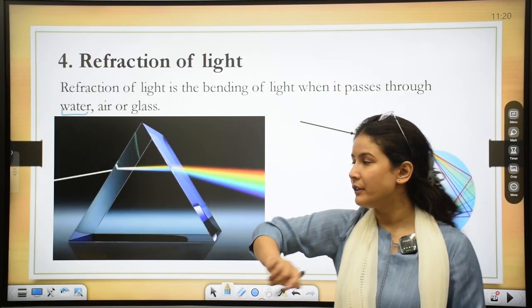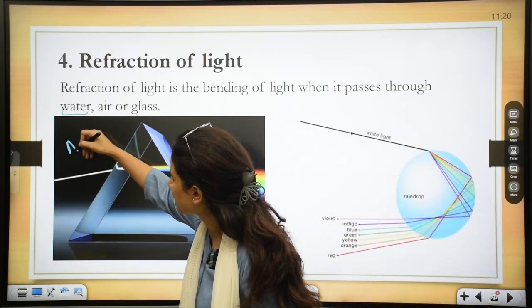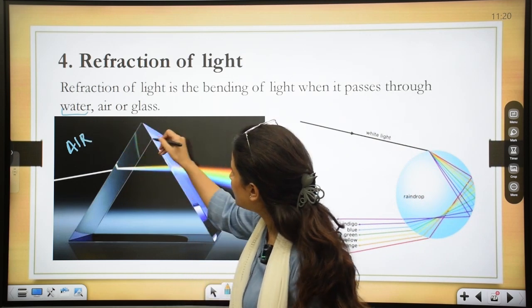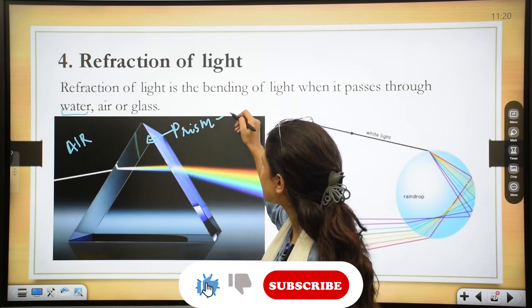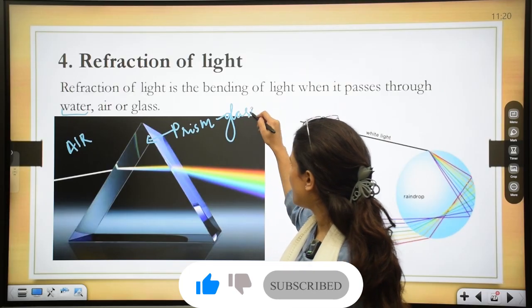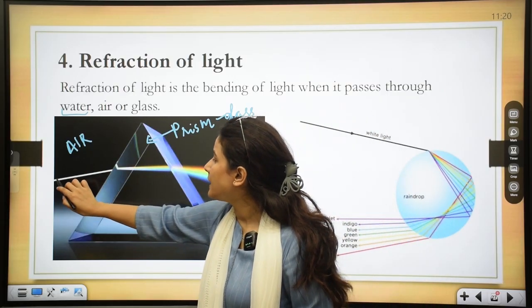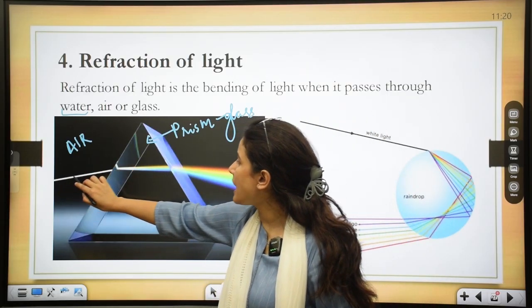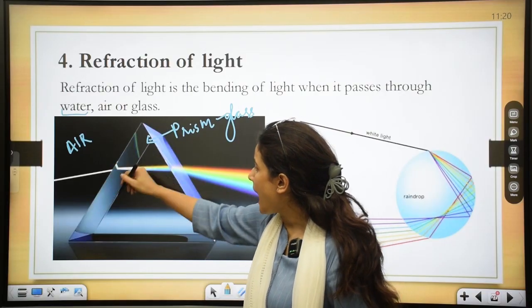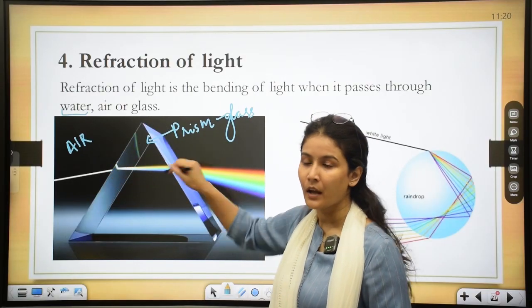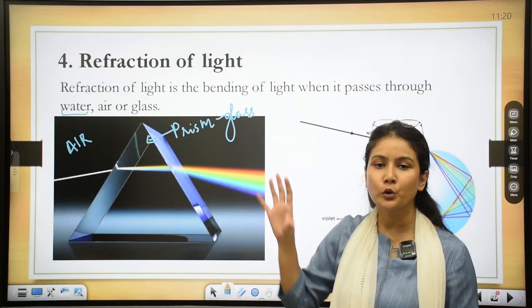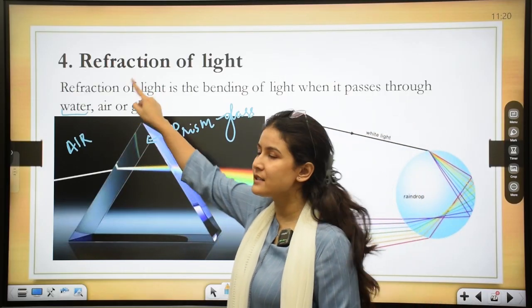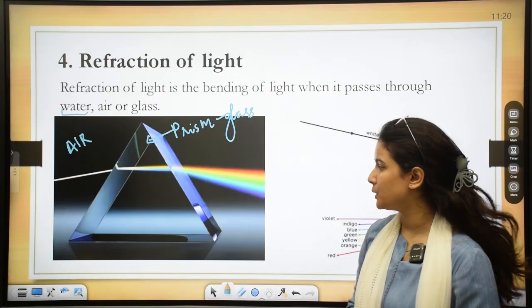If it is traveling, for example, we take this as air. Obviously, you can see this is a prism. For those of you who don't know, this is made of glass. When light travels in this air and passes through this prism, all the lights deviate from their original path, and that is known as refraction.